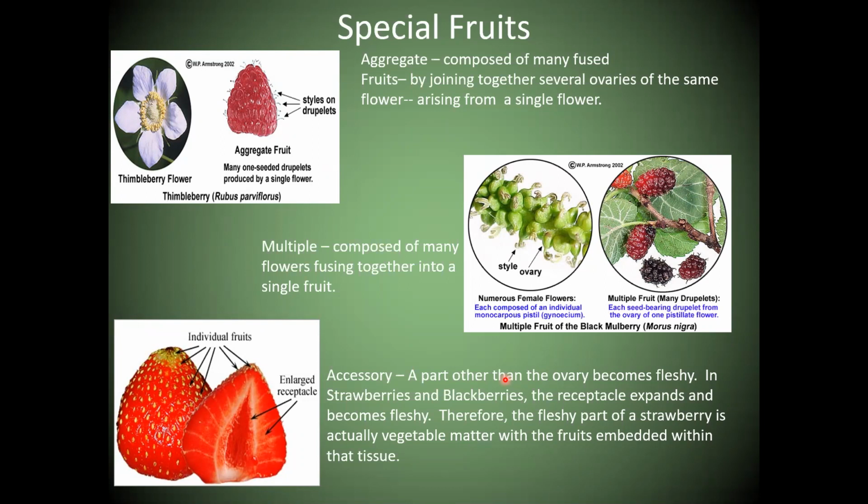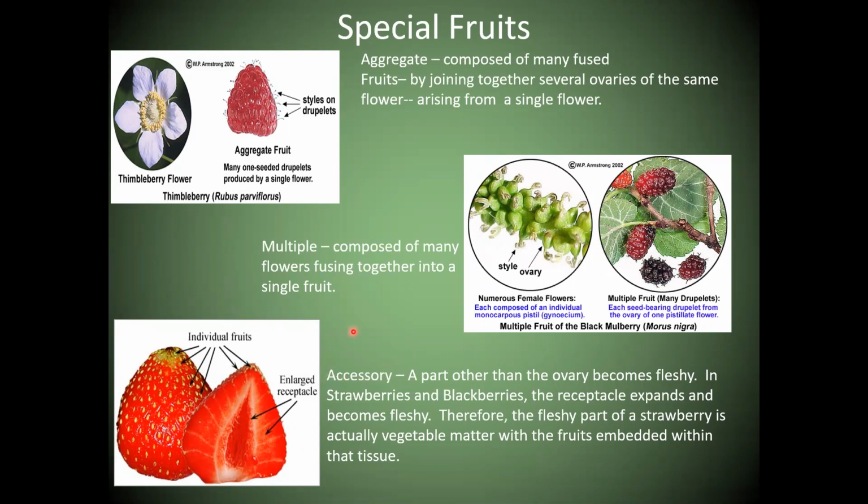Then you have the multiple type, which is composed of many individual flowers fusing together to make a fruit. The example is mulberry. So here, there are different flowers, with different ovaries in each flower, but when they mature, you only get a single fruit.